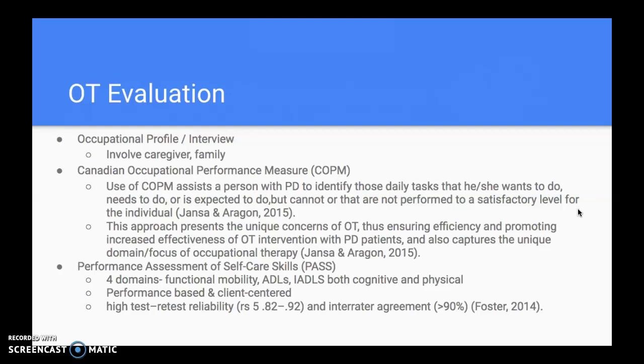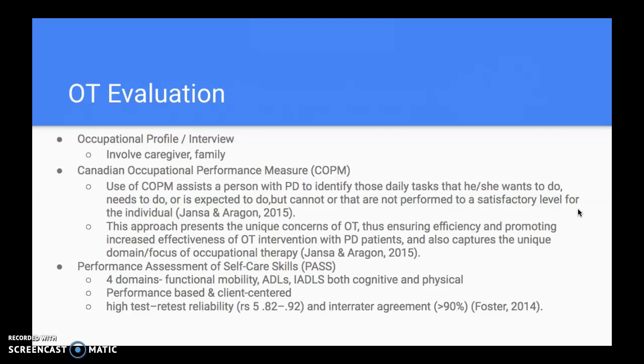So using the COPM, we can use the COPM to assist a person with Parkinson's disease and other neurological disorders to identify those daily tasks that he or she wants to do, needs to do, or is expected to do, but cannot, or that are not performed to a satisfactory level for the individual. This approach presents the unique concerns of OT, thus ensuring efficiency and promoting increased effectiveness of OT intervention with patients, and also captures the unique domain focus of OT.